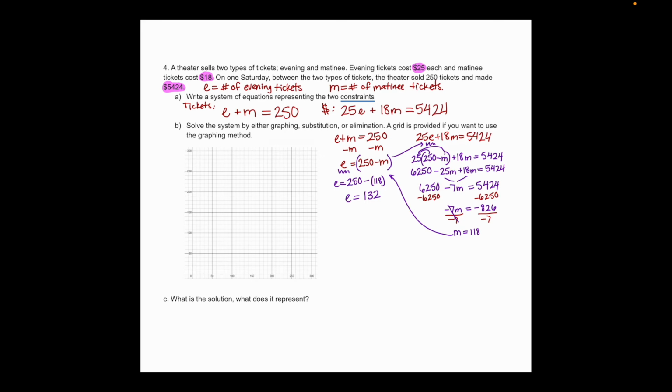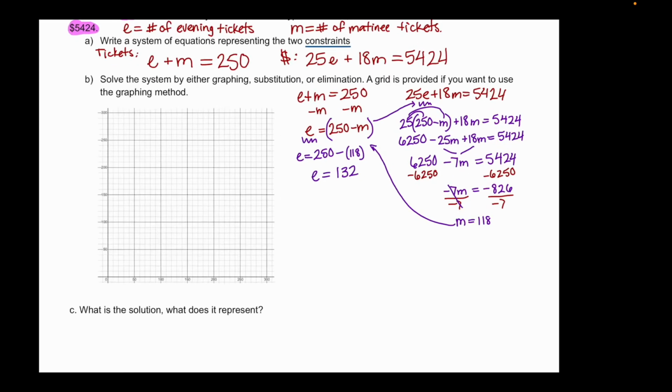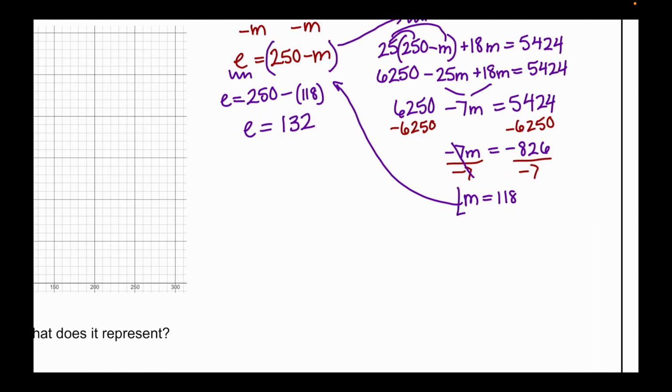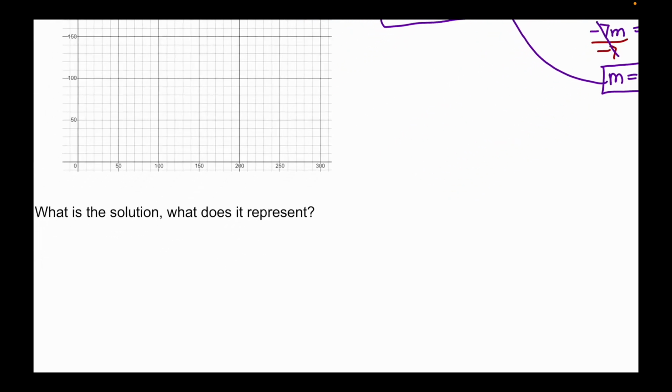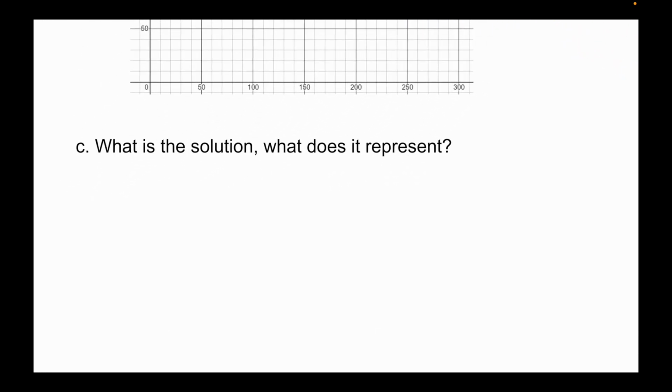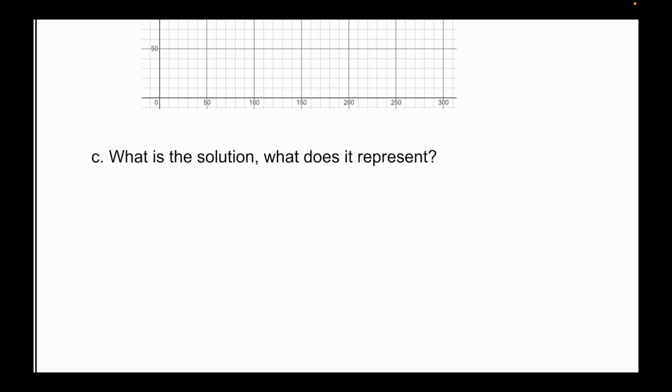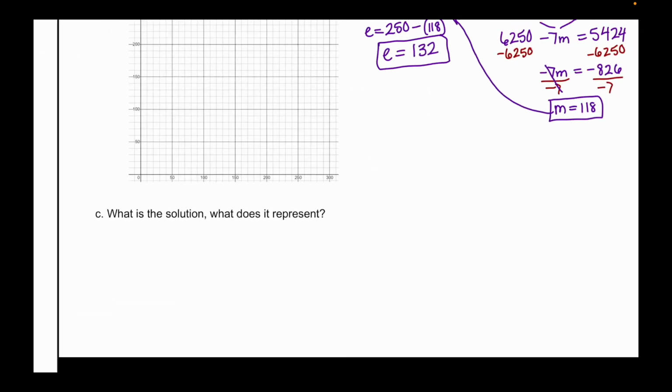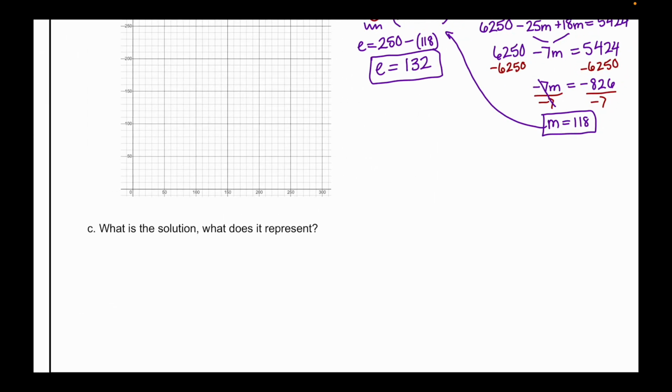Now, they're asking what is the solution and what does it represent? I have two different pieces here, so I'm going to put a box around each of them just so that it's easy to see them. So what is the solution and what does it represent? So I can say, I'm going to write this as a sentence, which will kind of answer both questions.